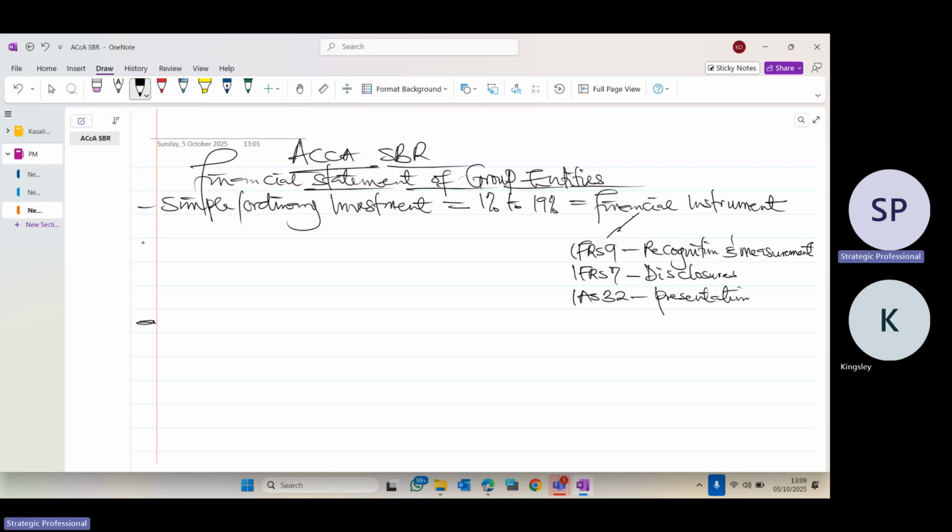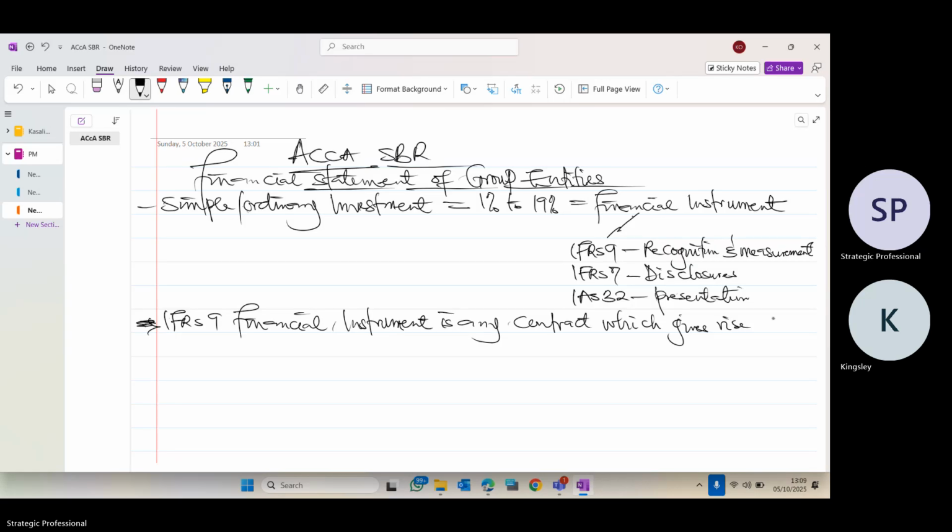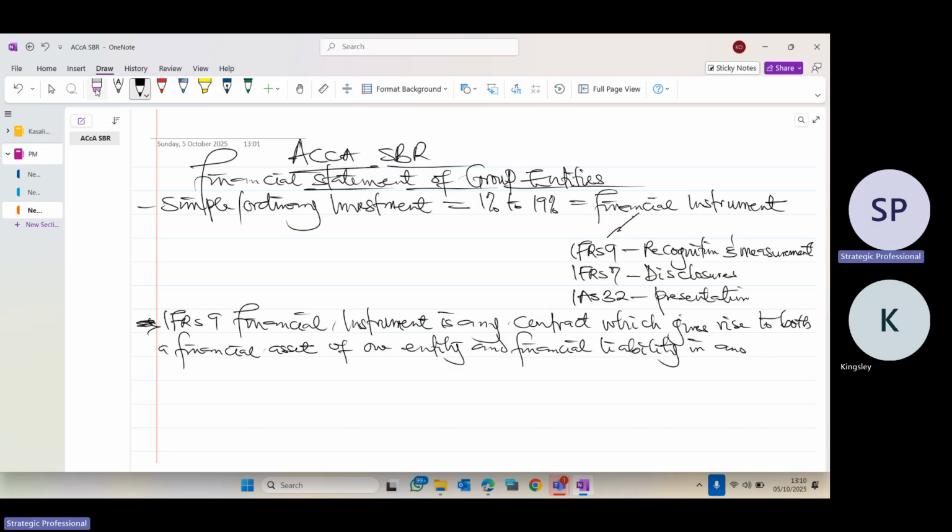According to IFRS 9, a financial instrument is any contract which gives rise to a financial asset in one entity and creates a financial liability or equity in another entity.